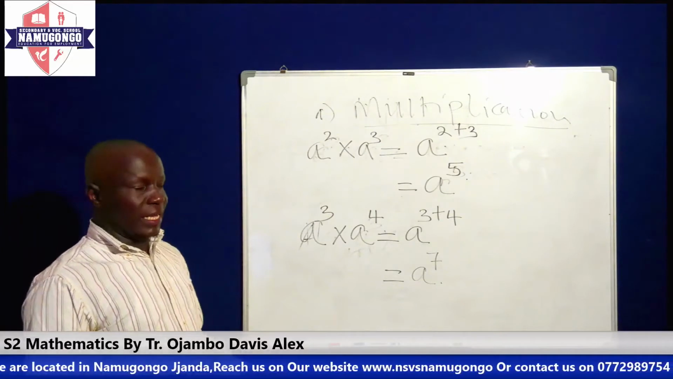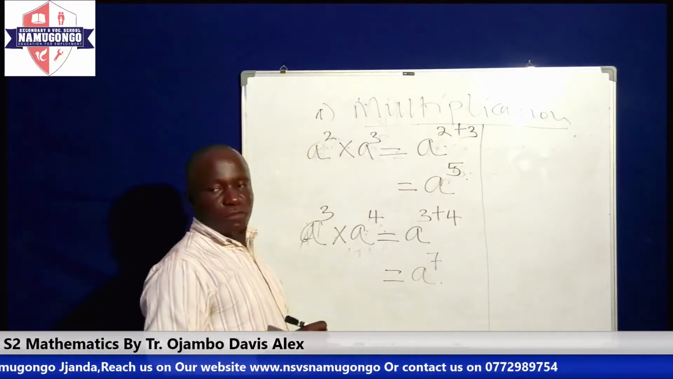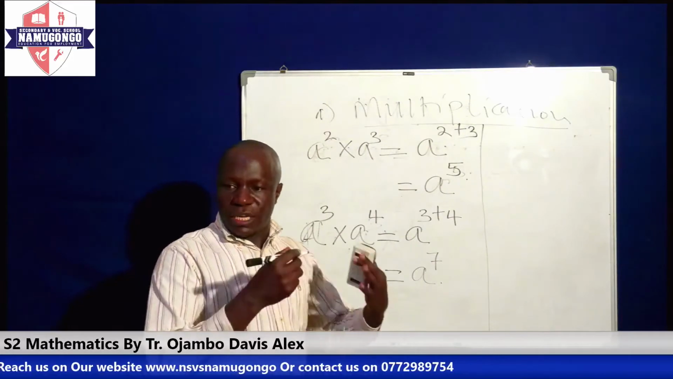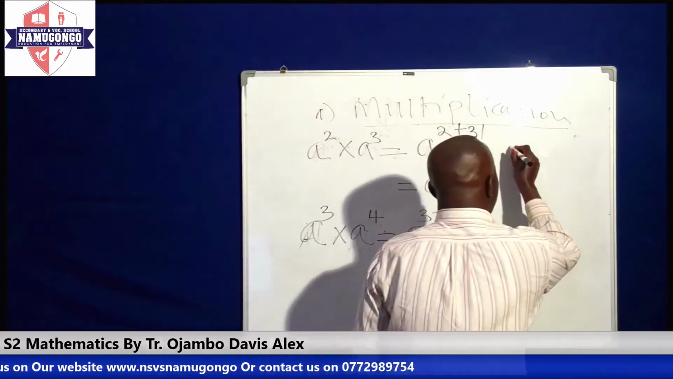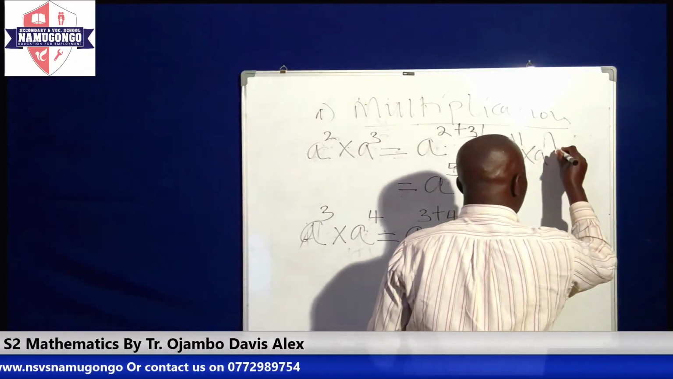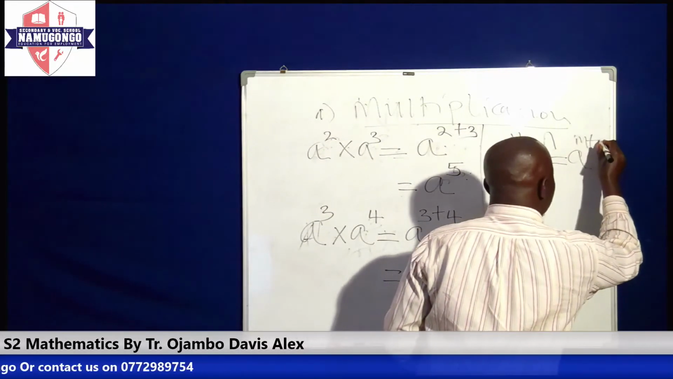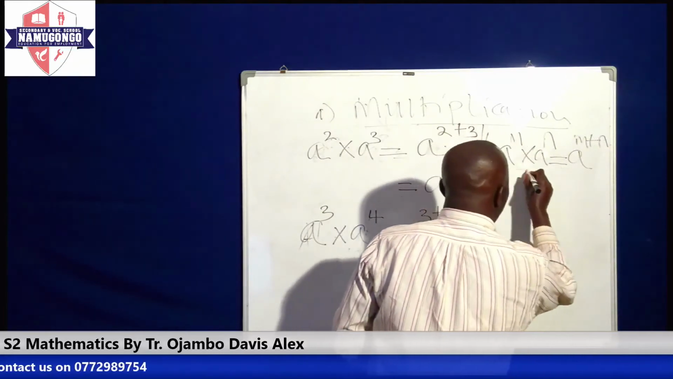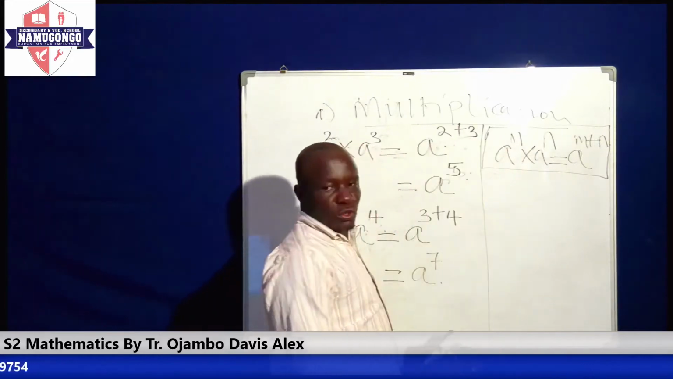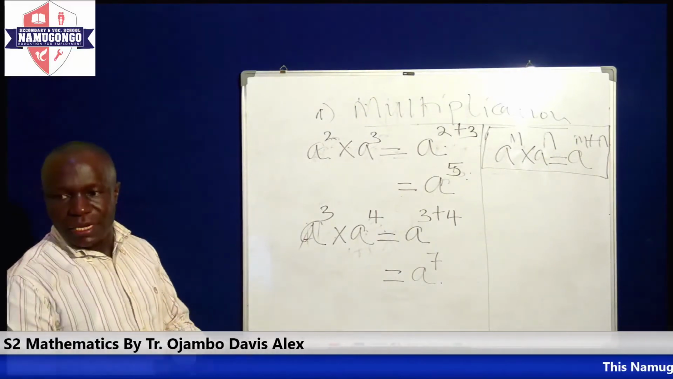So generally, this takes us to our first law of indices: when we are multiplying two numbers with the same base, we simply add the powers. So when I have a raised to the power of m times a raised to the power of n, this is the same as a raised to the power of m plus n. That is, when you are multiplying two numbers with the same base, you simply add the powers.